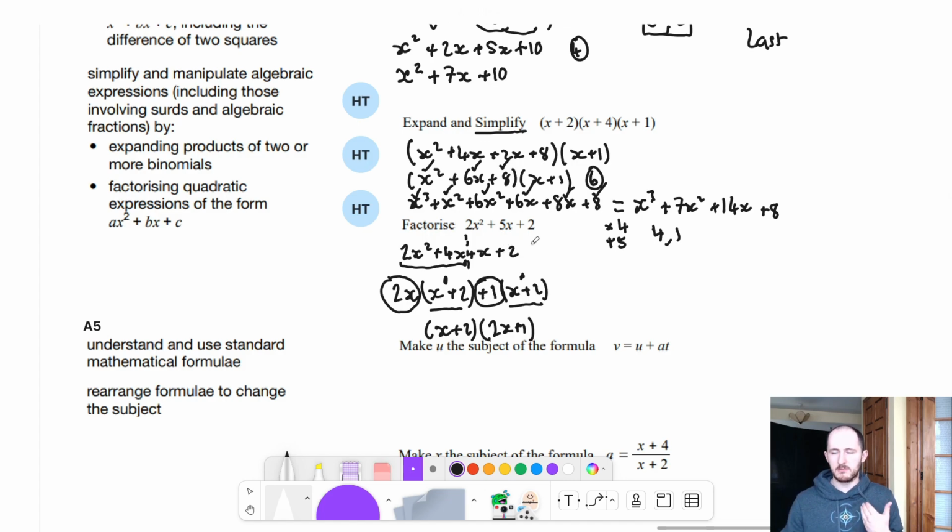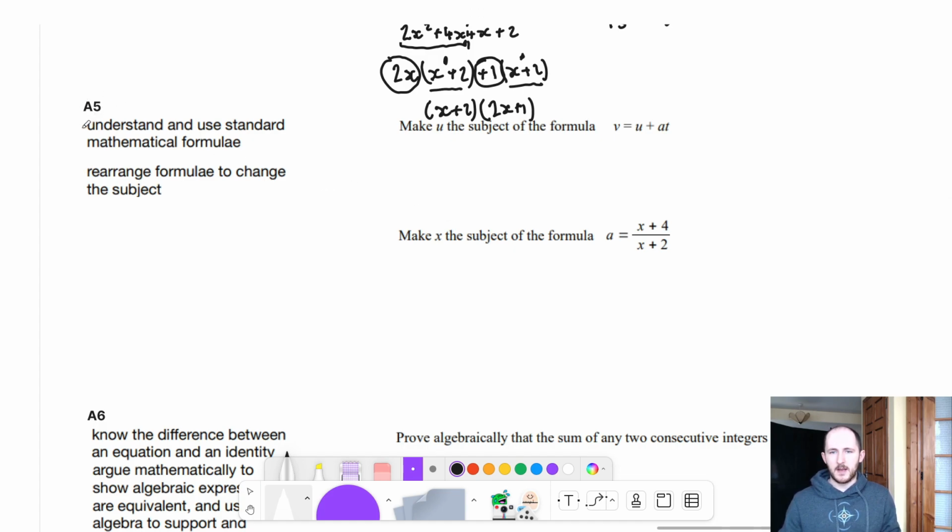So if you want to check the method for checking, which sounds a bit weird, expand this double bracket here and see if you get this first answer here. And again, don't forget, all of this stuff here, this triple brackets and the factorising with a 2 in front of the x squared is higher tier only.